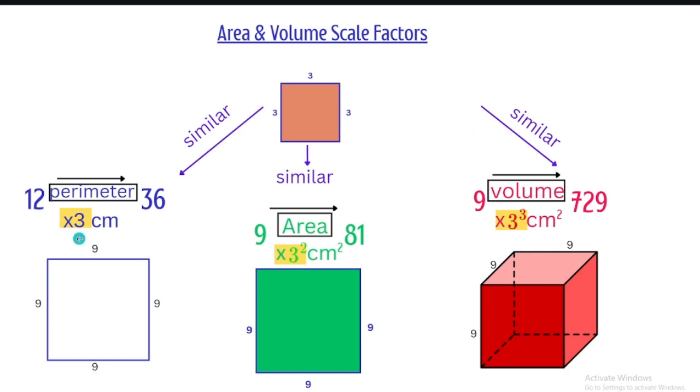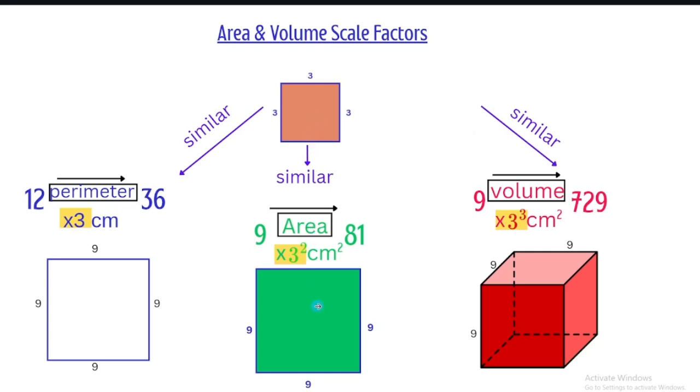So when we increase the linear dimension by a scale factor of 3, this is a linear dimension, and this is a linear dimension, and the perimeter is a linear dimension. The perimeter increased by 3 also.